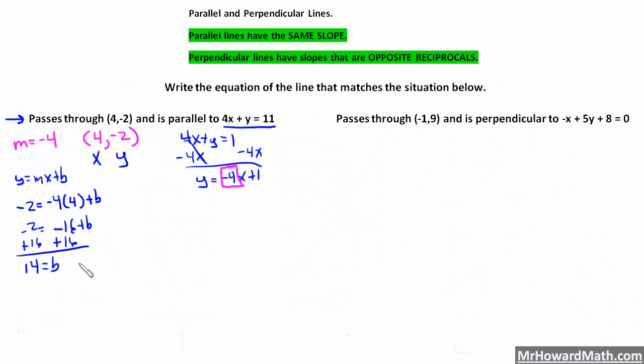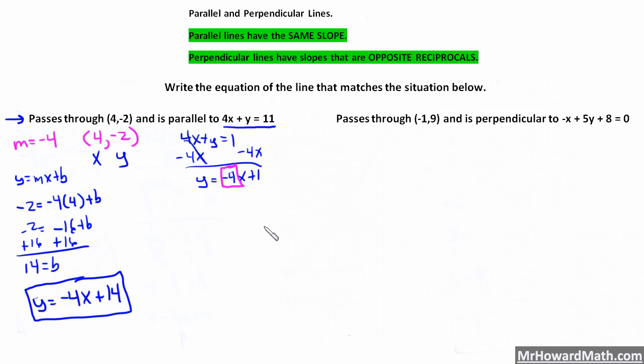So once we have b right here, and we have m right here, then we've got it. We just write the equation. So it's going to be y equals negative 4x plus 14. Alright, so there is the equation of the line that fits this situation. Passes through 4 comma negative 2 and is parallel to 4x plus y equals 11.